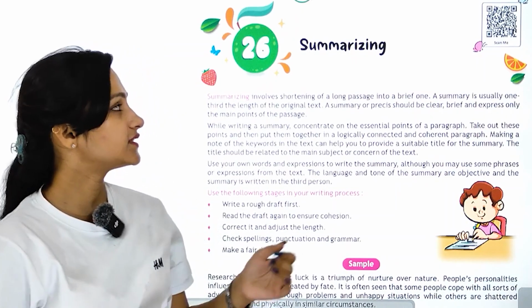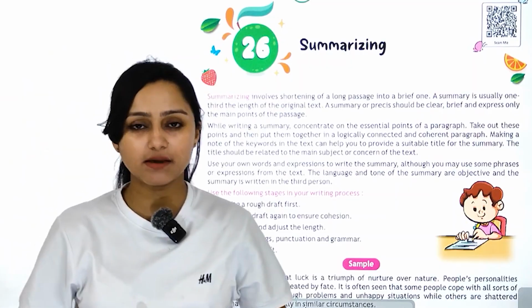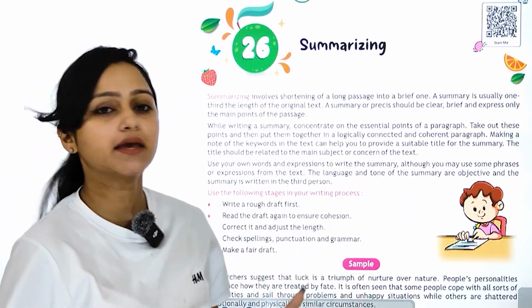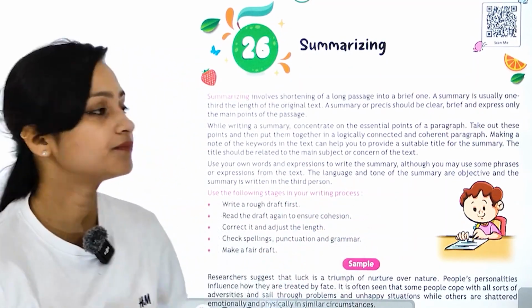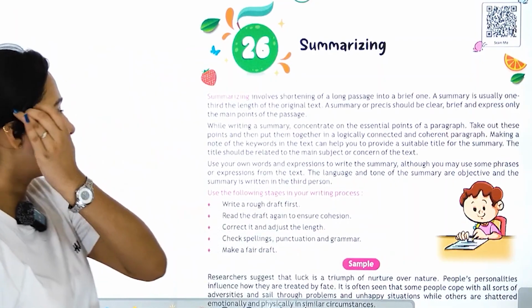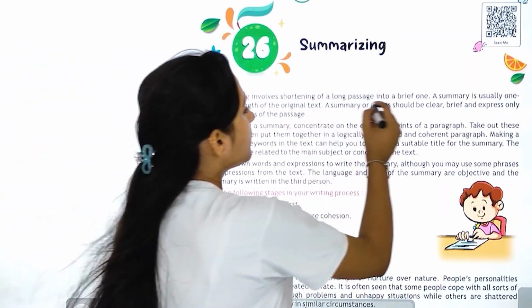Today we are going to begin with lesson number 26 of your class 7 English grammar, that is summarizing. So let's begin with this lesson. Summarizing involves shortening of a long passage.